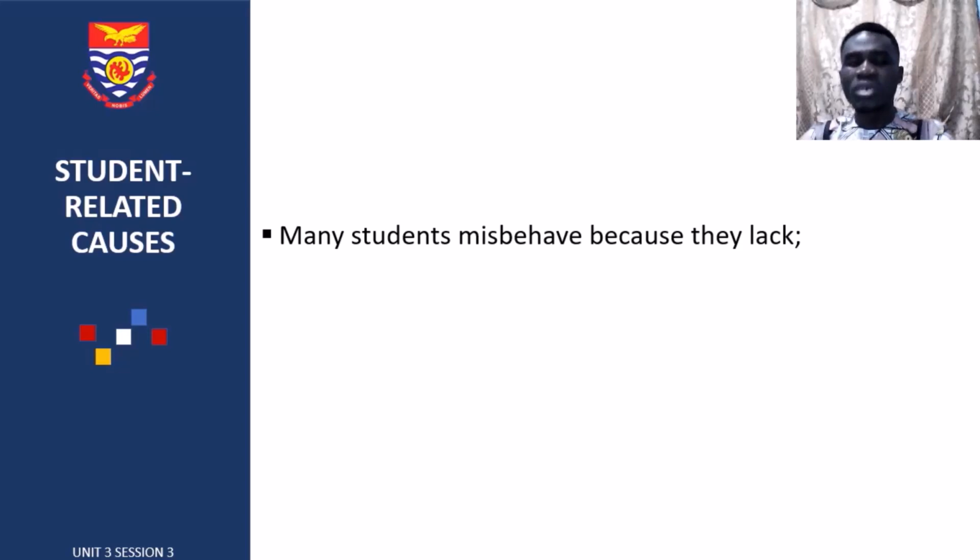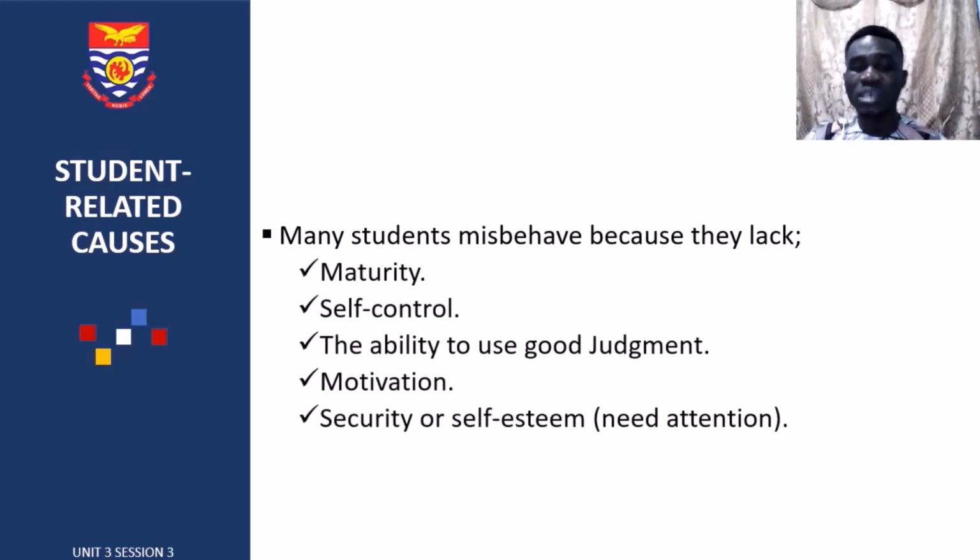And we also have student-related causes. Many students' misbehavior is caused by their lack of maturity, self-control, ability to use good judgment, lack of motivation, lack of security or self-esteem. You know, some students need attention, and so they know that it is when they misbehave that their names will be mentioned at morning assembly. When they misbehave, they will be taken out of the class and their names are mentioned everywhere for their colleagues to see. And so, in order to gain attention from colleagues, they try to misbehave.